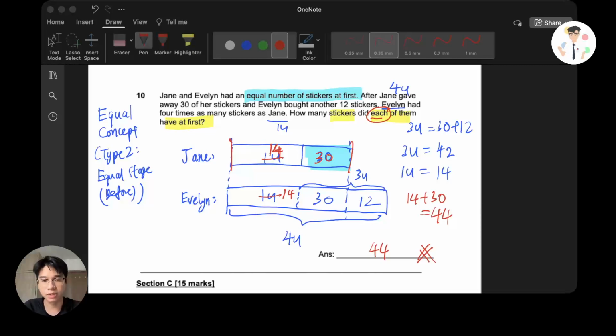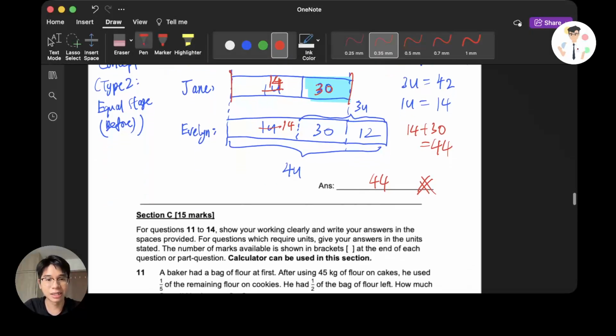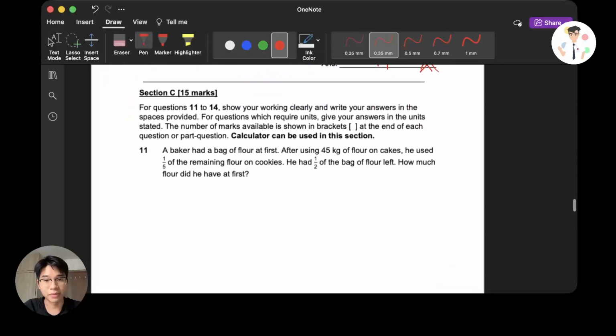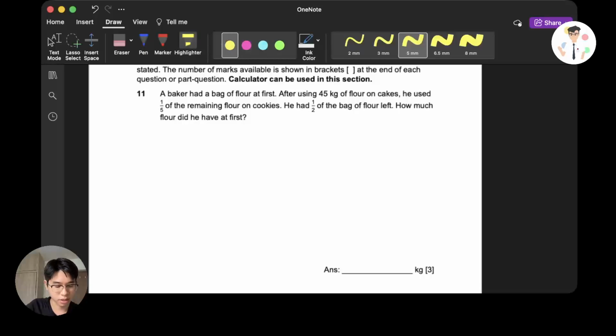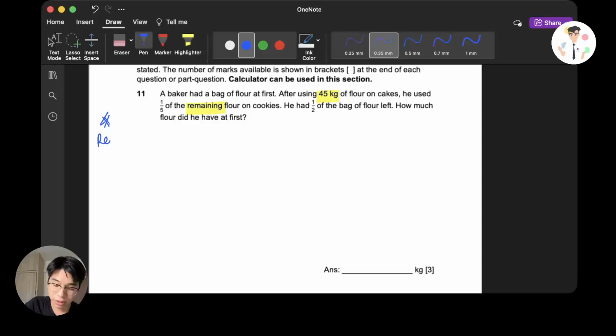Okay, now let's move on to section C, question 11. Let's look at this question. When you see this question, you should be able to find the answer. Why? Because you see the word remaining, which means it's a remainder concept, and the value is given at the first. So you should immediately know that this is the remainder concept, and this is type 2.